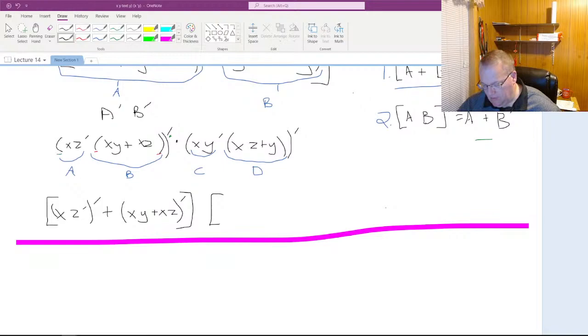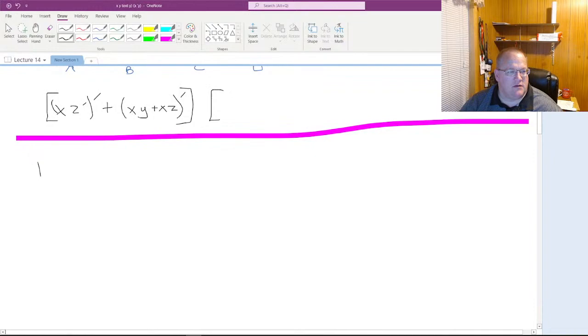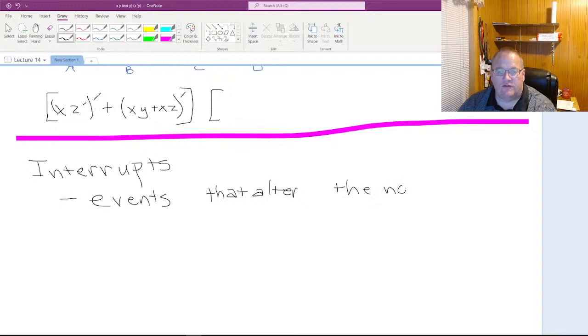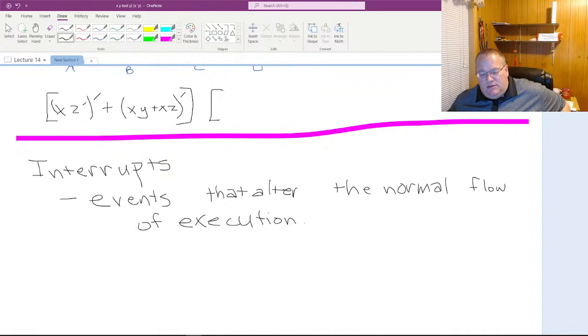All right. So one thing that I haven't talked about yet is interrupts. Actually, I have talked about them, but I haven't talked about them formally. They're events that alter the normal flow of execution. Okay, so let me explain that a hair more.